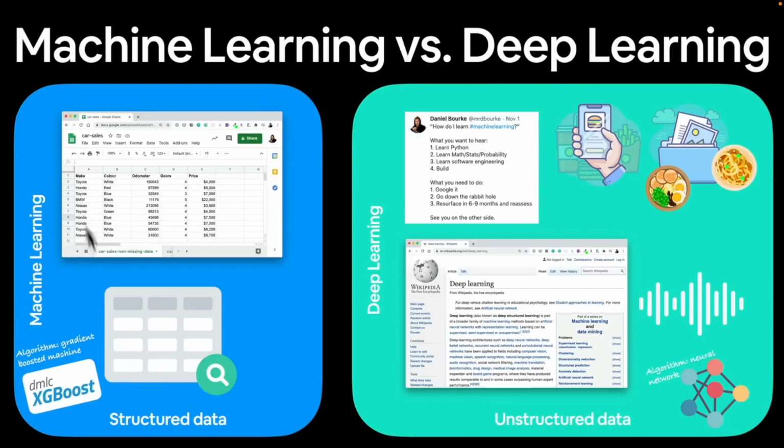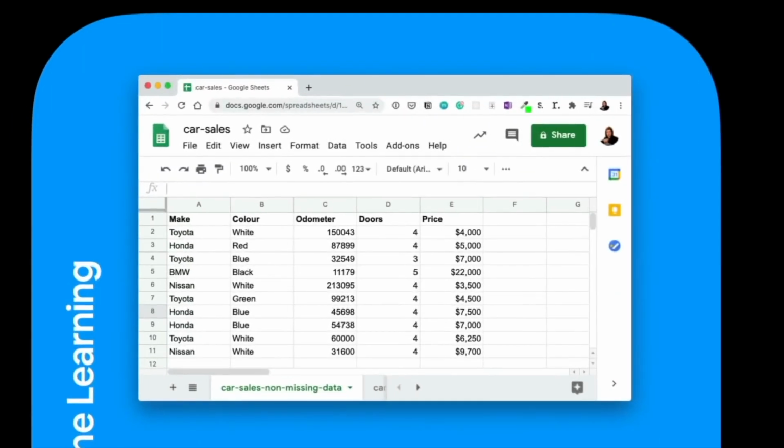But typically, for machine learning, like the traditional style of algorithms, although they are still machine learning algorithms, which is kind of a little bit confusing, where deep learning and machine learning differ is you want to use traditional machine learning algorithms on structured data. So if you have tables of numbers, this is what I mean by structured. Rows and columns, structured data.